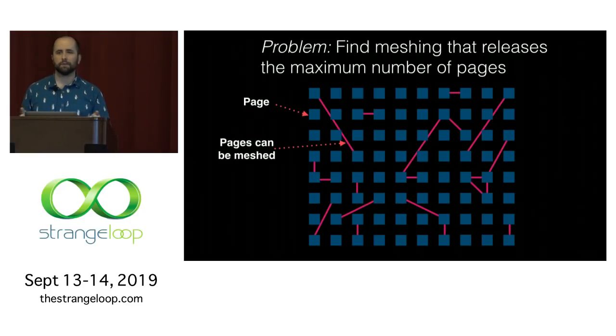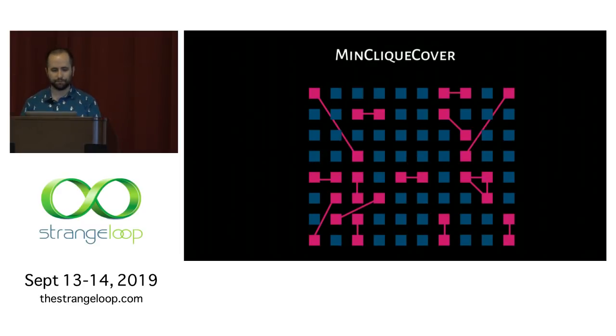I think the best way to conceptualize this problem is as a graph problem. This is a visualization of this graph. In this graph, we have pages in the heap, and then we have edges between pages if there's a meshing relationship. And the great thing about graphs is that they're very well-studied objects, and we can think about applying existing techniques here.